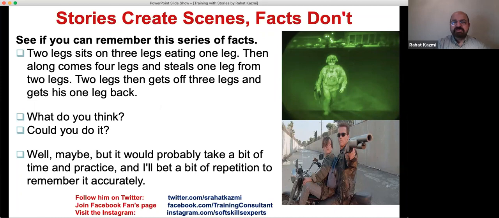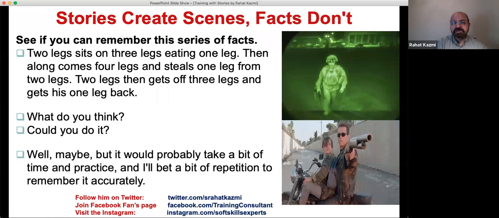I'm going to tell you a fact, okay? I want you to repeat after me. When I finish, please, can you repeat after me the fact, okay? The fact is, 2 legs sits on 3 legs, eating 1 leg. Then along comes 4 legs and steals 1 leg from 2 legs. 2 legs then gets off 3 legs and gets the 1 leg back. What do you think, guys? Can you repeat after me, guys?